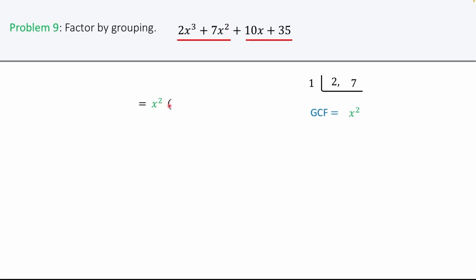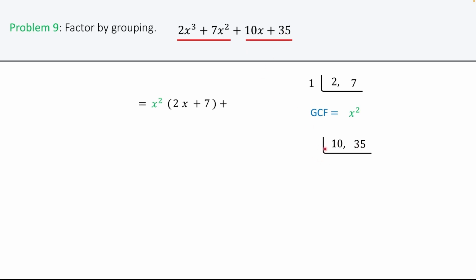Factor out x squared. Put parentheses. Divide each term by x squared. 2x cubed divided by x squared is 2x. Plus, 7x squared divided by x squared is 7. Plus, now factor this. Take the numbers 10 and 35.